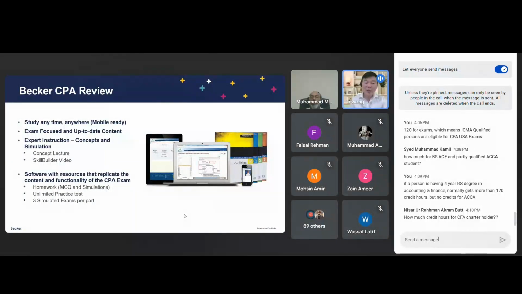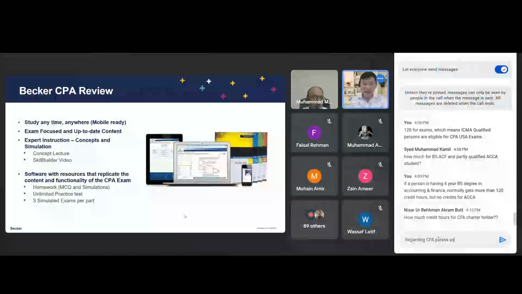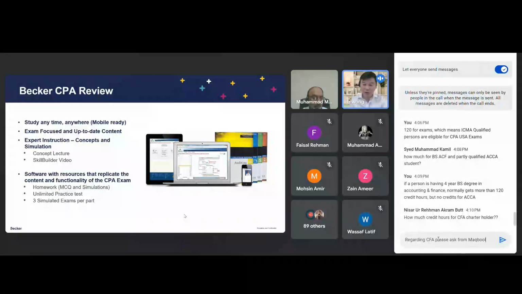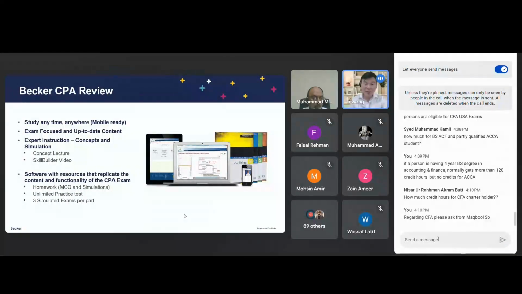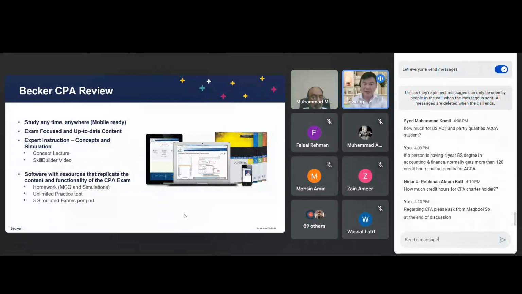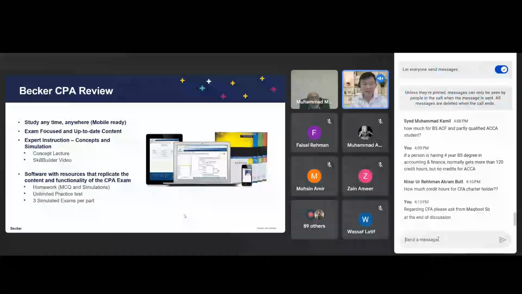Again, it also comes with some other resources. As homework questions, you have the mini tests, you have the unlimited practice tests, you have the simulated exams, which essentially are the mock exams. It comes with 3 simulated exams per part. So it has basically all the questions you need to get yourself best prepared for the CPA exams. Next slide, please.